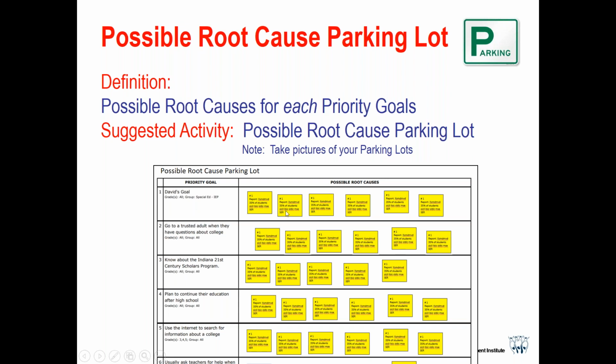So remember, each sticky note has a number at the top of it. So if their sticky note is number 1, it's going to go here next to this priority goal. If it says number 3, it's going to be next to this priority goal. So we're just getting all the sticky notes up, and then there's your parking lot.